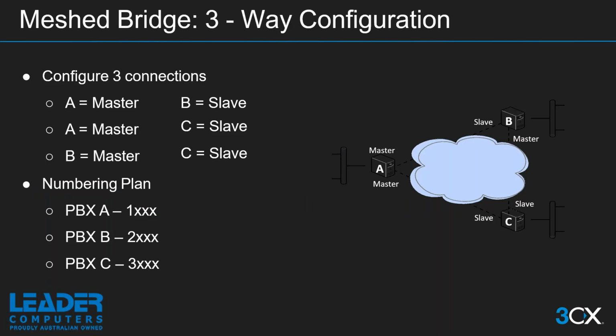For example, PBX A has extensions in the 1,000s, B has 2,000s, and C has 3,000s, and vice versa. The only thing is, if you don't have a numbering plan for a three-way bridge, then you need to have different prefixes. For example, if A wants to dial B, they need a particular prefix, and if A wants to dial C, they need a different prefix so that it doesn't get confused.